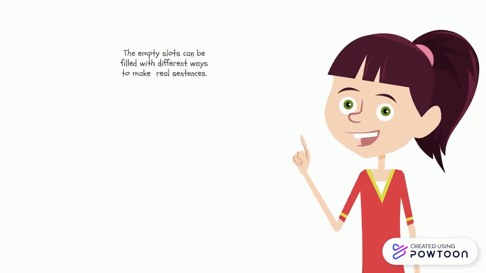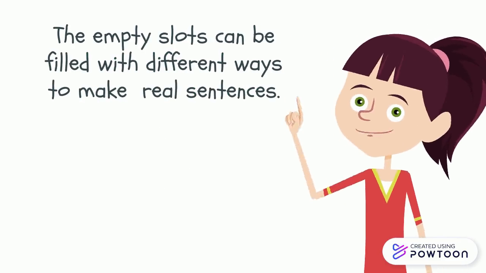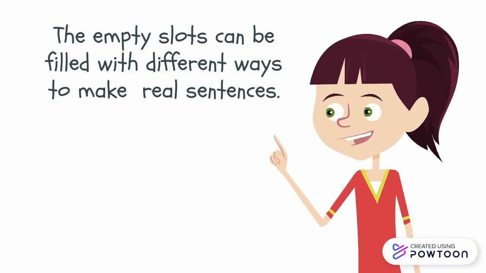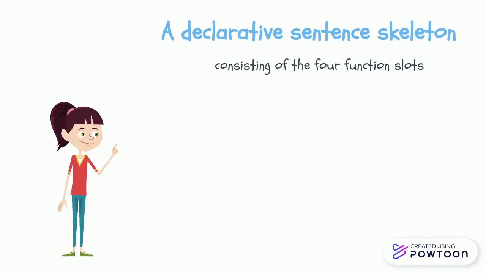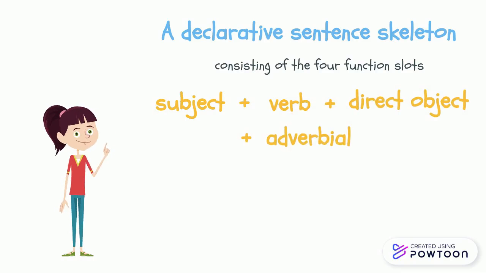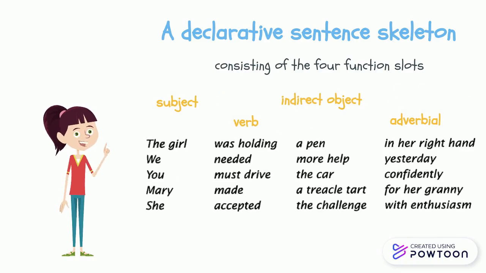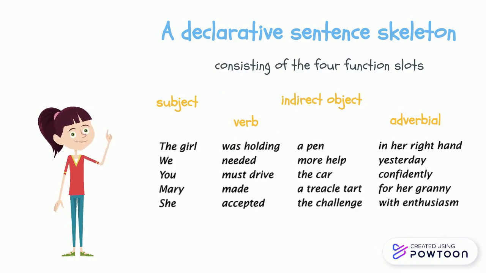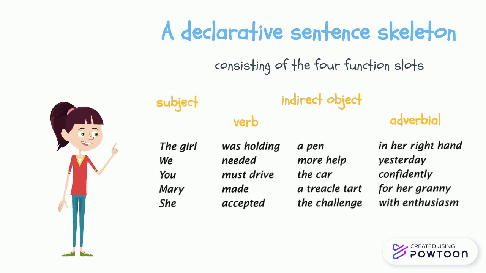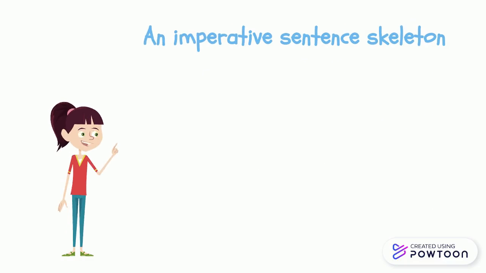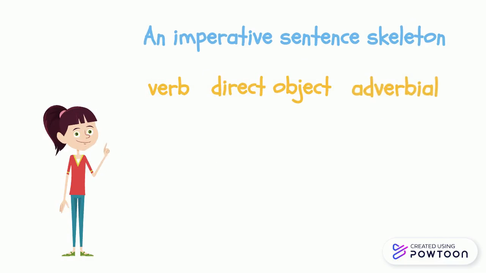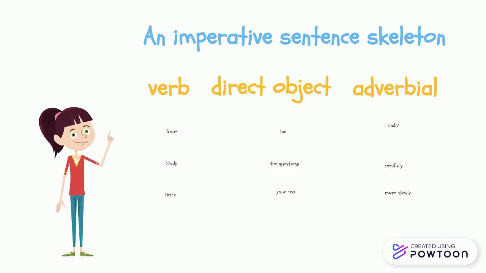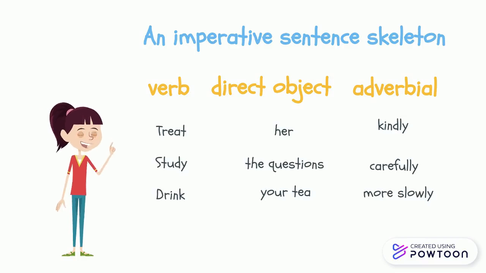The empty slots can, of course, be filled in many different ways to make real sentences. Consider, for example, a declarative sentence skeleton consisting of the four function slots: subject, verb, direct object, and adverbial. Each of these slots can be filled by one or more words to make sentences. Similarly, an imperative sentence skeleton could have the three slots: verb, direct object, and adverbial. Each of these slots can be filled by one or more words to make sentences.